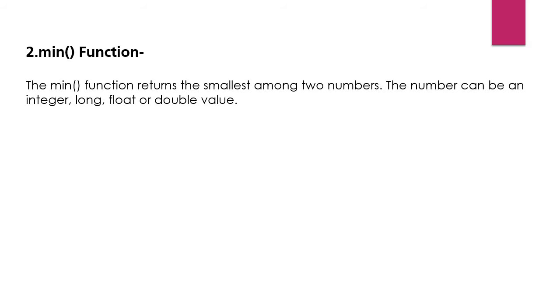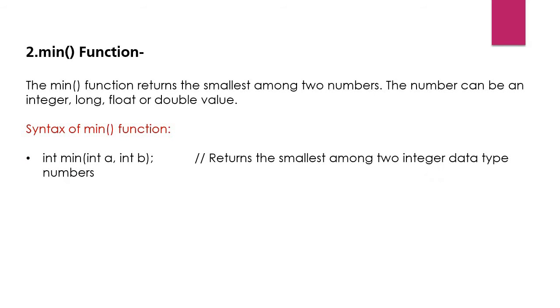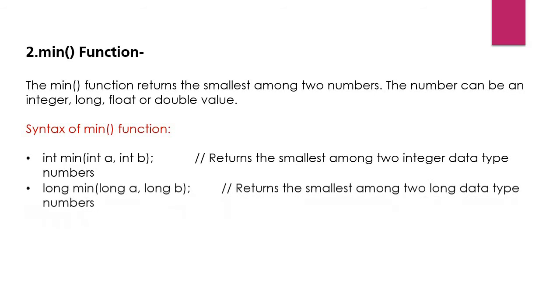Let's see the next function, which is min function. The min function returns the smallest among two numbers. The number can be an integer, long, float, or double value. Let's see the syntax of min function. int min(int a, int b) returns the smallest among two integer data type numbers. long min(long a, long b) returns the smallest among two long data type numbers.